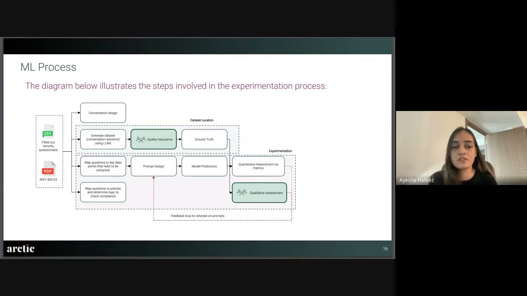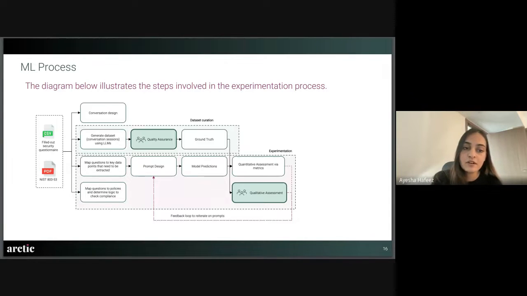But we also used the questionnaire to generate a data set using large language models, because what we had was not sufficient for evaluation or any kind of prompt fine-tuning. So the way we did this is we used GPT 3.5 to generate 100 conversation sessions that replicate the conversation design that we have in Lex, and then went through a quality assurance process to finally create a ground truth data set that we'll use during experimentation.